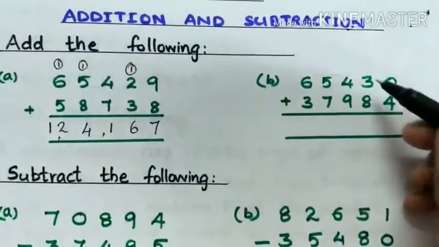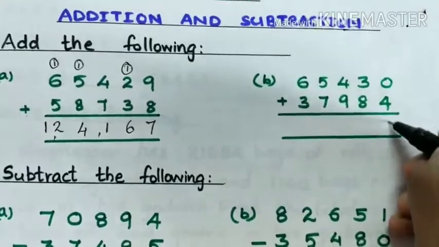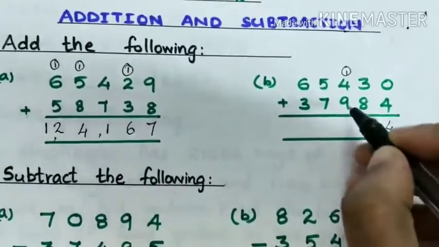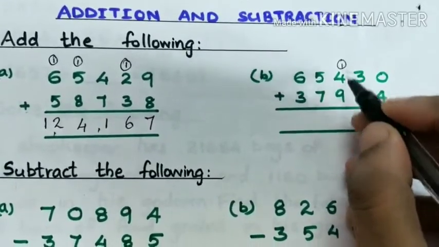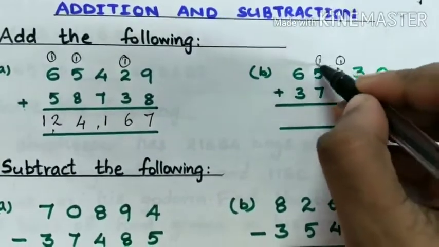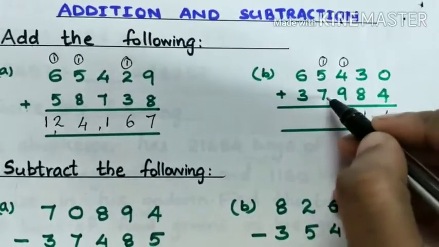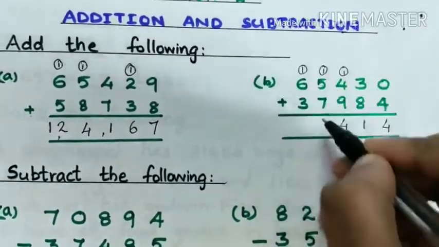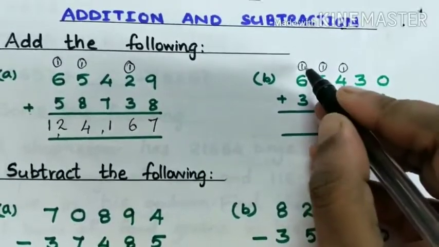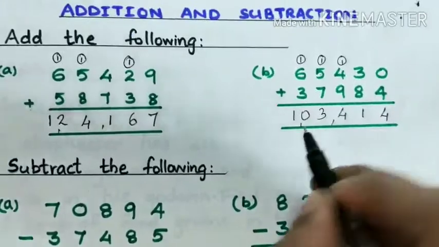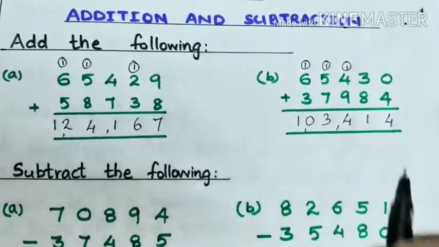1,24,167. Next, 0 plus 4, 4. 8 plus 3, 11. 4 plus 1, 5. 5 plus 9, 14. 5 plus 1, 6. 6 plus 7, 13. 6 plus 1, 7. 7 plus 3, 10. 1,03,440.